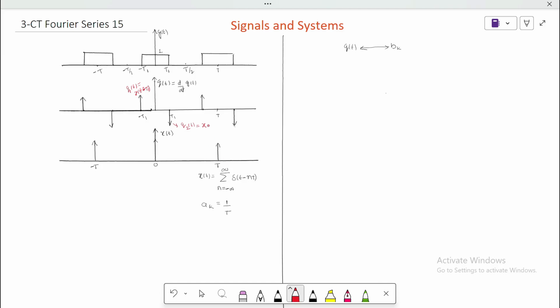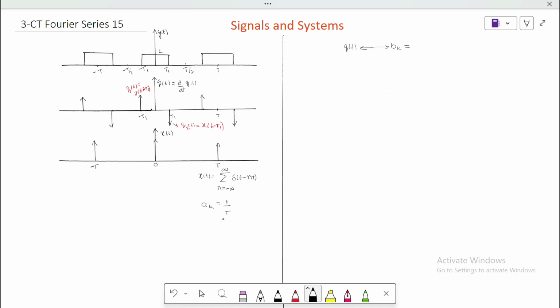So this one is x of t minus t1, the delayed signal, but with a negative magnitude. So it is showing the downside. So this bk equals the sum of the two Fourier series coefficients.